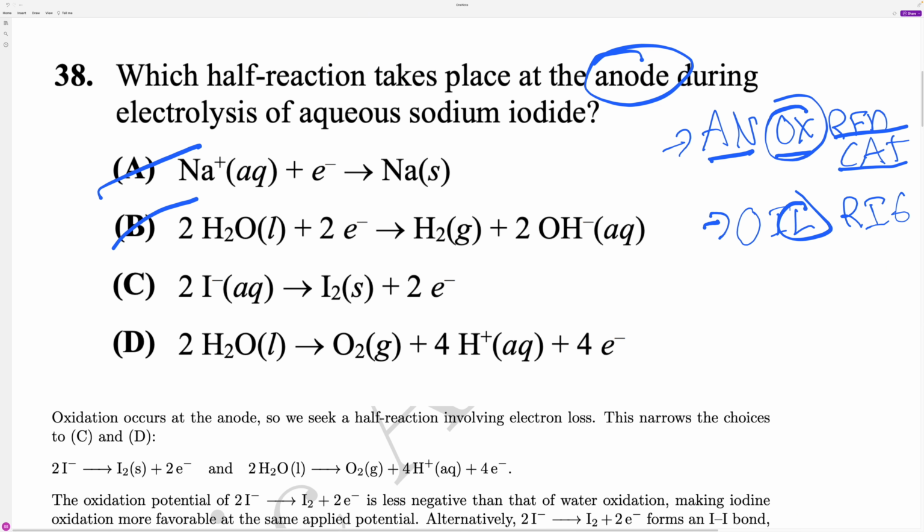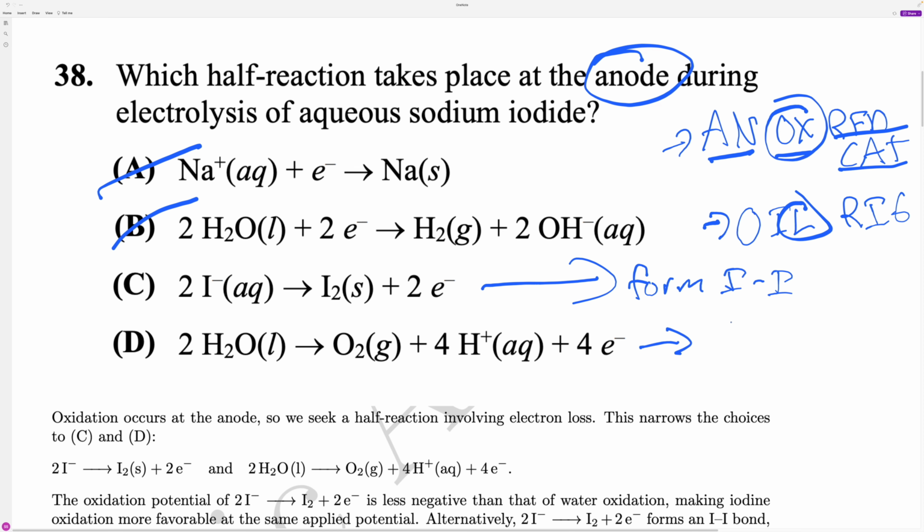From here, what we can figure out is which is more favorable or more likely to happen. There's a couple of different ways you can do this. First, you can memorize the reduction or oxidation potentials of common reactions, but you would have to memorize that pretty in depth. So there are other ways to solve it. Essentially, we're looking for a more favorable reaction, so we can discuss which is more likely to happen. Let's break it down here. C is forming an I-I bond, and the other non-bonding stuff is relatively negligible in terms of the energy.